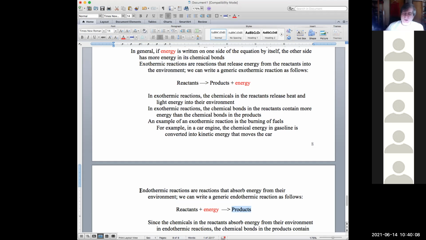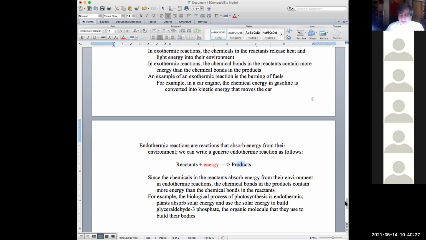So in an exothermic reaction, the products have less energy in their bonds than the reactants. In an endothermic reaction, the products have more energy. But notice the total amount of energy is always the same. We're only talking about the amount of energy that's in the chemical bonds. But the total energy, the bonds plus the free energy, is always equal on both sides of our equation.